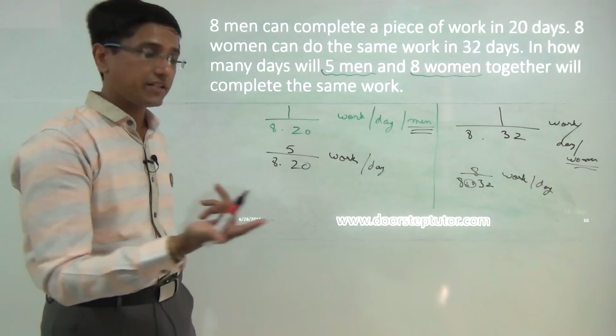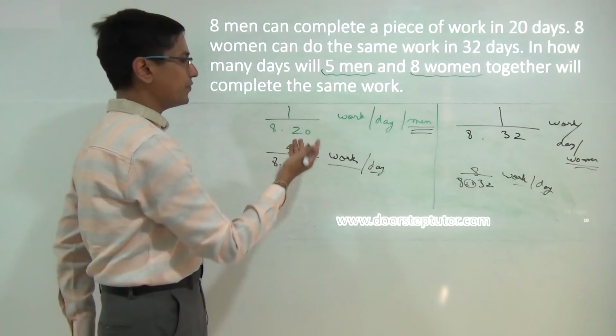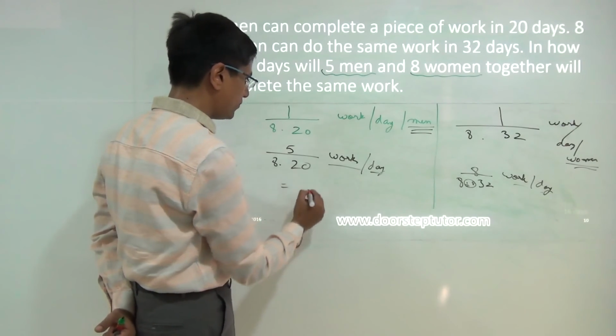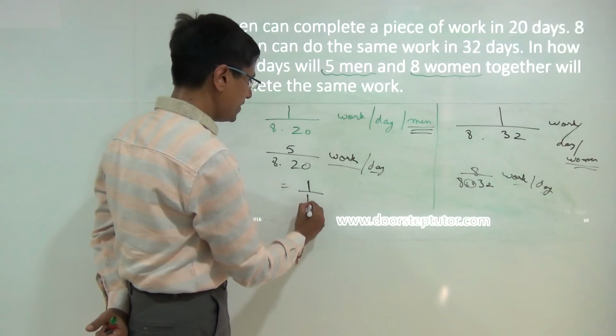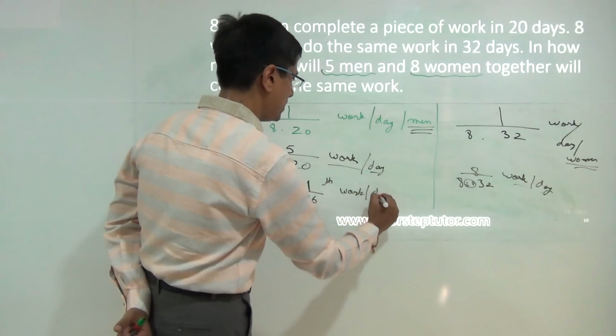Now can I add these rates? Yes, I can, because they are in same units. So let's add them. How much work if they work together? What would be their combined rate? Their combined rate would be, if you solve this, 1/16th work per day.